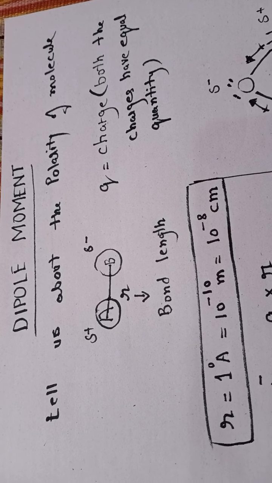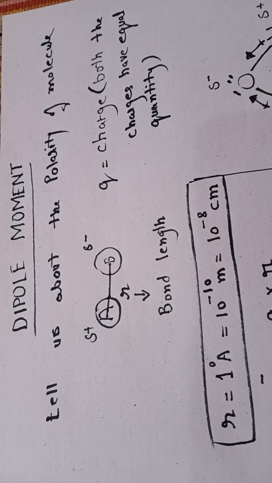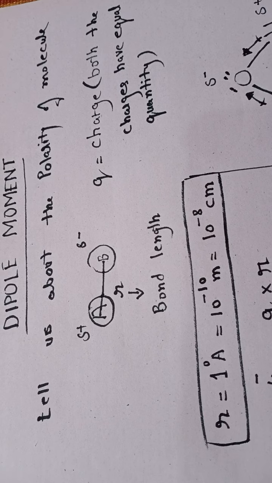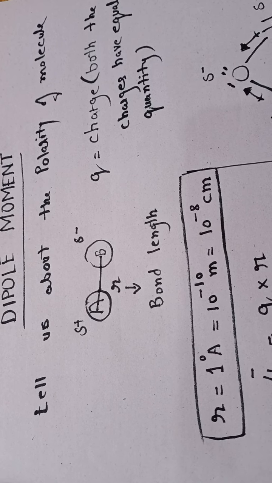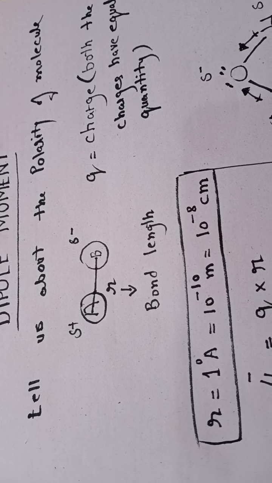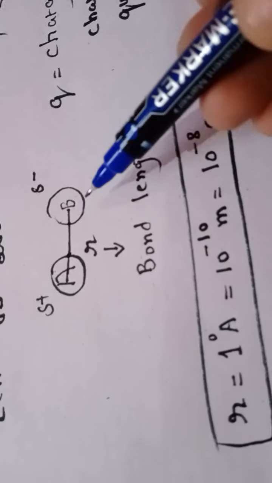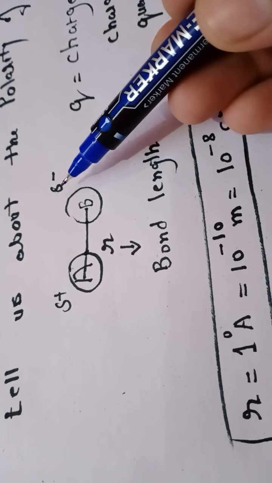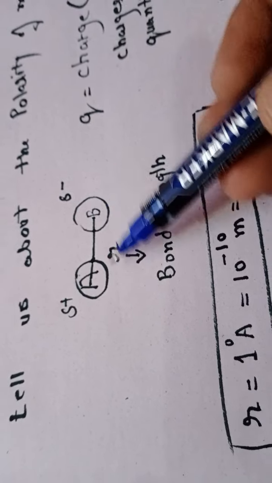In part 1 we discussed the dipole moment. What is a dipole moment? As you know now, the dipole moment is the measure of polarity of a molecule. In those molecules in which a covalent bond is formed between two dissimilar atoms, they have a difference in their electronegativity. The atom with the higher electronegativity becomes partial negatively charged, and the other atom becomes partial positively charged.